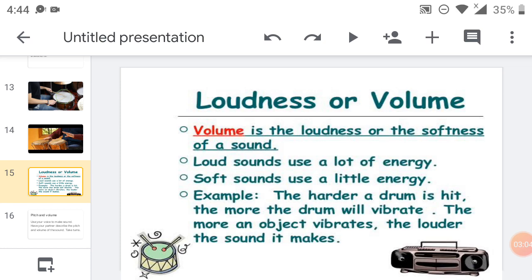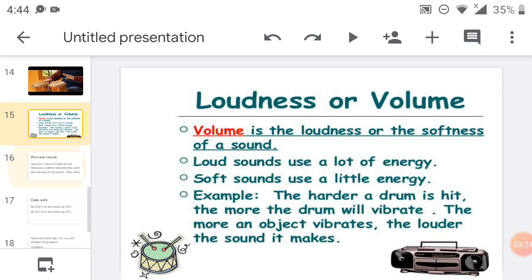Okay. So loudness or volume. What is volume? Volume is the loudness or the softness of a sound, and loud sounds use a lot of energy and soft sounds use a little energy. For example, the harder a drum is hit, the more the drum will vibrate. The more an object vibrates, the louder the sound it makes.